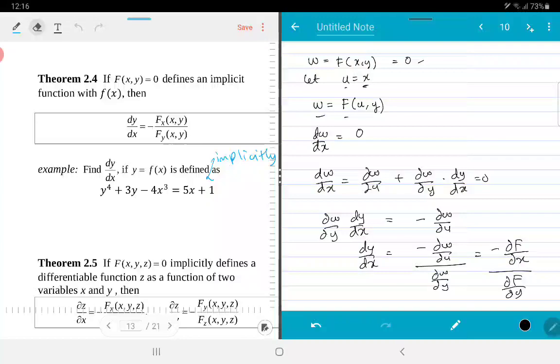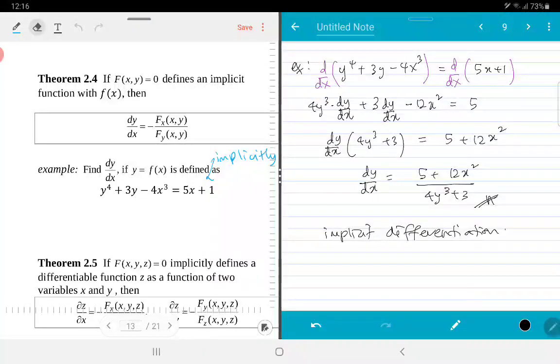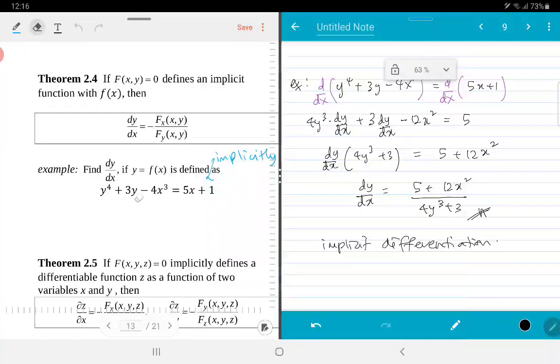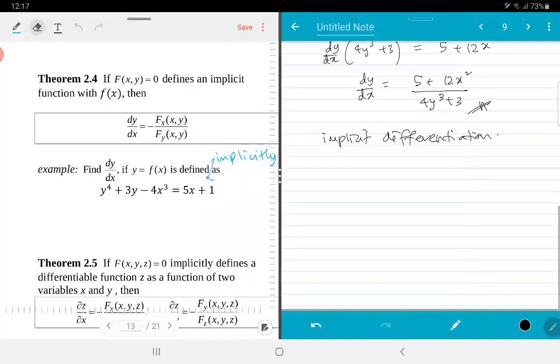Okay, now I'm going to use the same equation, the same example, but I'm going to use the formula instead to find dy/dx. In the first example, I showed you using implicit differentiation. So now I'm going to use the same equation, but we're going to use the formula. First step, we have to rewrite this equation as f of x, y, no z yet.